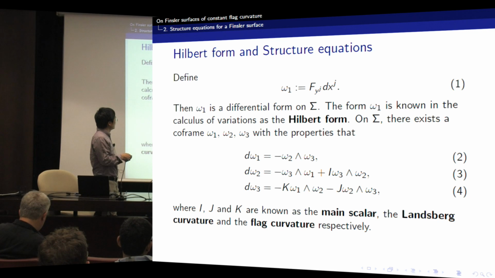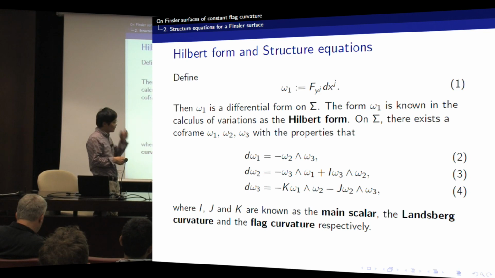With the properties that d omega 1 equals minus omega 1 wedge omega 3, d omega 2 equals minus omega 3 wedge omega 1 plus I omega 3 wedge omega 2, d omega 3 equals minus K omega 1 wedge omega 2 minus J omega 2 wedge omega 3. Here I, J, K are the main invariants of the Finsler surface.